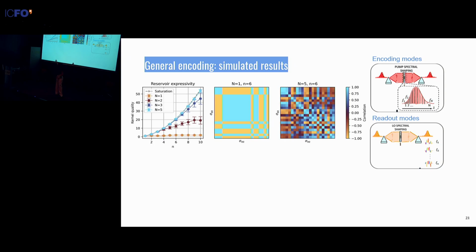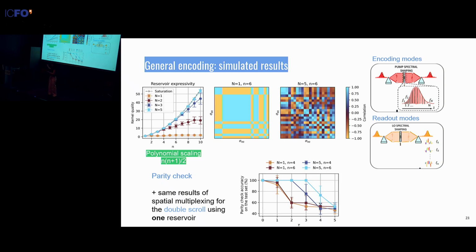Especially, we see that if we increase the number of encoding modes, so we do a lot of sections of the pump, even just 5, we reach saturation of the expressivity. What does this mean? It means that every observable, every one of the n times n plus 1 over 2, is meaningful, is different from the others. And this means that we can reconstruct more complicated functions because we have more, let's say, ingredients to do so.